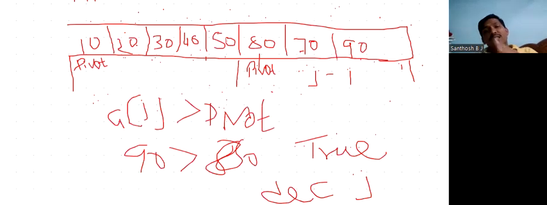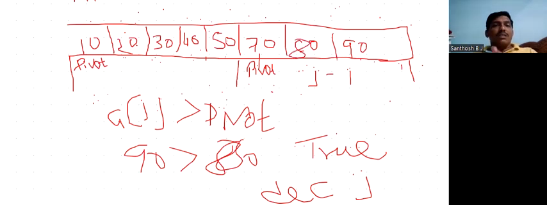So once again, J crosses the I value. Once J crosses I, all the conditions stop. And what is the next process? Swap the pivot value with the J value, which means 70 goes to the pivot place and 80 comes to the J place. Now I swap here. So the value 70 comes to here, and I erase this, and the value 80 is placed here.